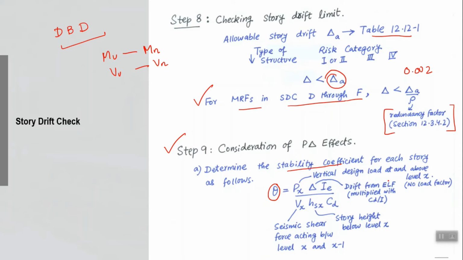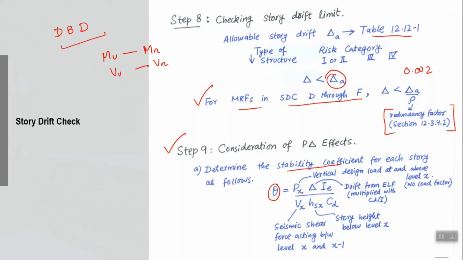Delta is the drift from ELF, and which is already multiplied by Cd over I, amplified drift of that story. I is already there, Cd is already there, you know. Vx is the story shear force acting between level x and x minus 1. So that story and one lower story shear between that. Hsx is the story height below level x. So if you closely look at this expression, it is the ratio of two moments, right? P into delta and Vx into Hx, right?